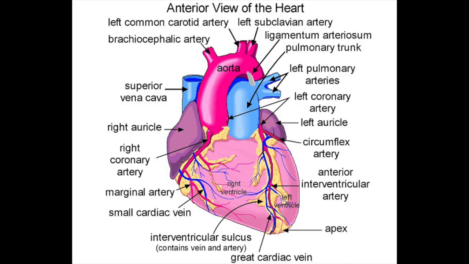So this picture here I'm going to show you. It's just the outside of the heart, and it really gives you a better indication of the size of the pulmonary trunk and the aorta. One structure I want to make note of, in the upper right-hand corner, is the ligamentum arteriosum. Ligamentum arteriosum used to be a structure while we were in utero, inside mama, called your ductus arteriosus.